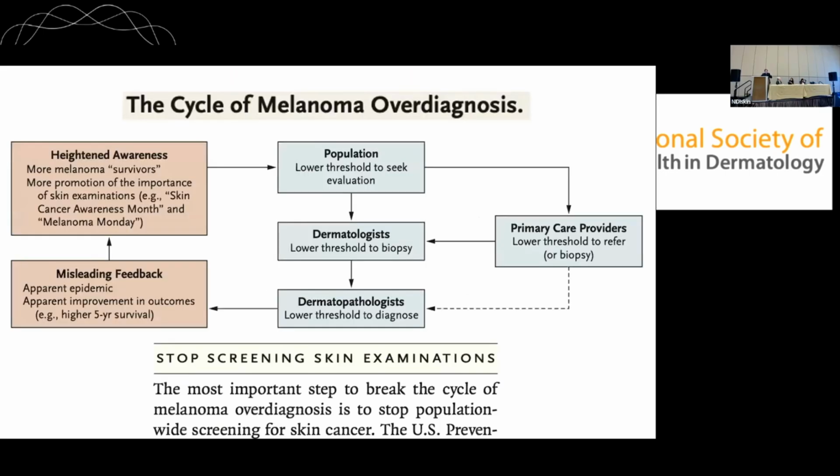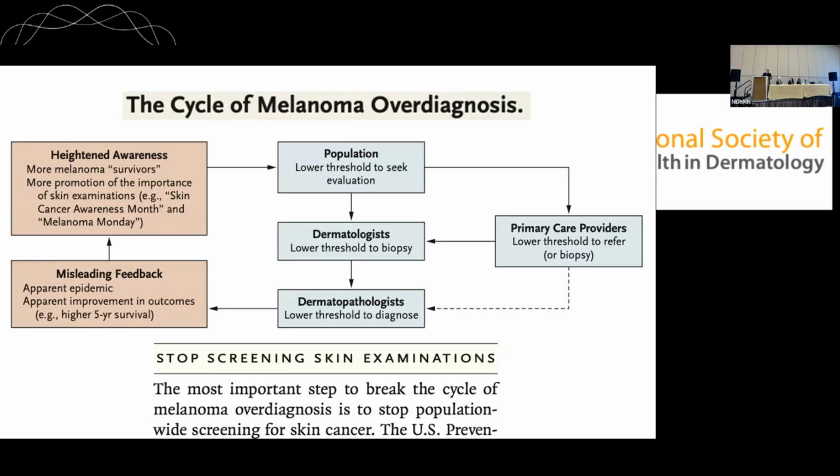And the authors showed the cycle of melanoma overdiagnosis. It's based on patient awareness, a lower threshold of excision, and dermatopathologists who are overstressed by the big responsibility to decide if the lesion is a melanoma or not, so they lower the threshold of diagnosis, and this gives a false positive feedback. The recommendation of the authors, who are epidemiologists and not dermatologists, is to stop skin cancer screening, stop population-wide screening.